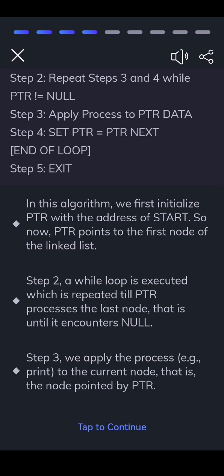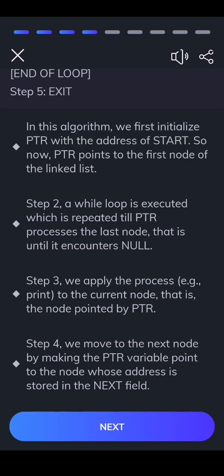Step 3, we apply the process, for example, print, to the current node, that is, the node pointed by ptr. Step 4, we move to the next node by making the ptr variable point to the node whose address is stored in the next field.